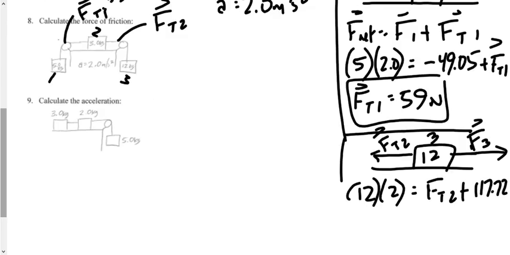24 on the left side. Take the 117 over by subtracting. Let's see here. 24 minus 117. Negative 94. Anybody get that? Yeah.